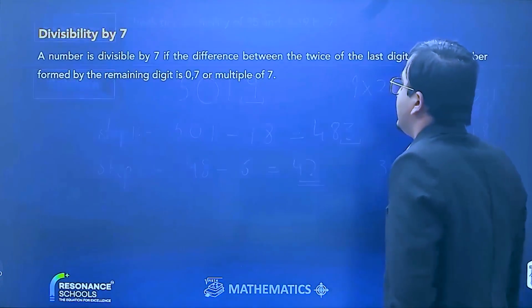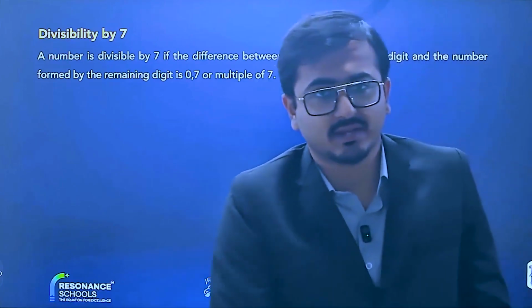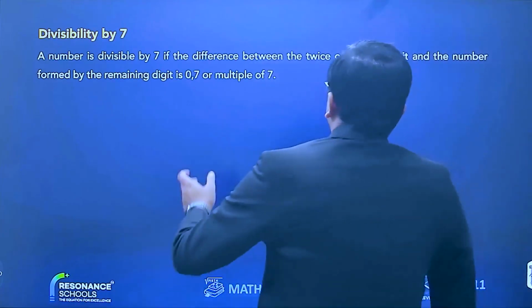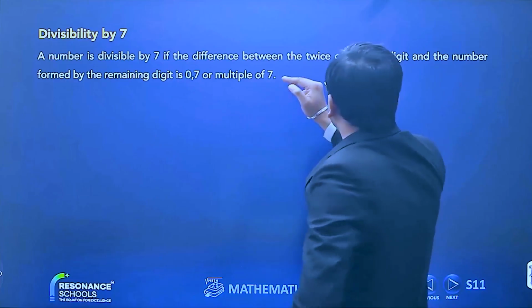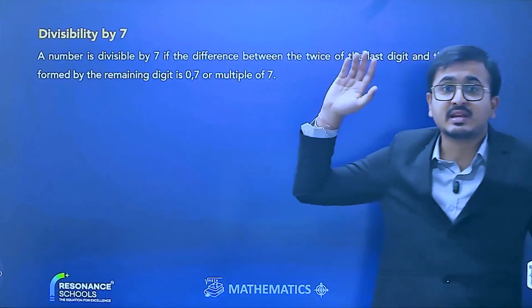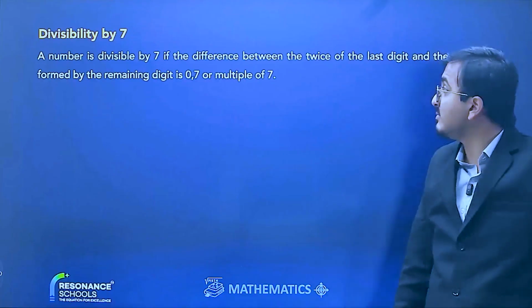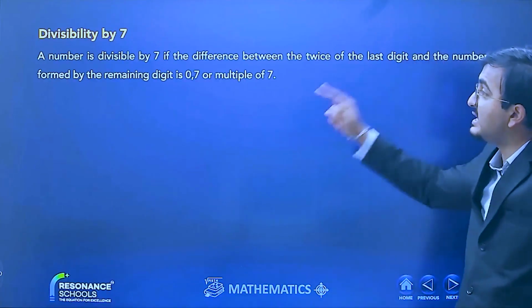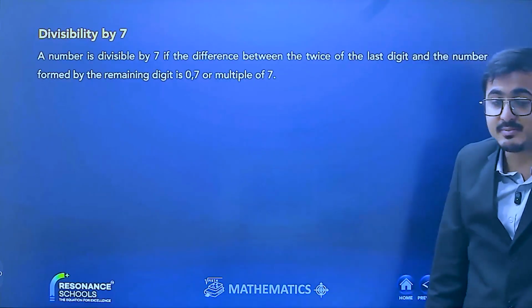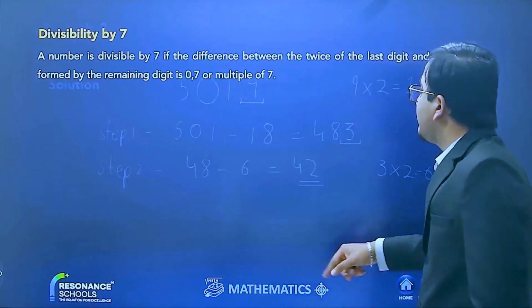Divisibility rule of 7. Everyone at most attention over here now. Okay, please, everyone focused. The divisibility rule of 7 is the difference between twice the last digit and the number formed by the remaining digits. It should be either 0, 7 or a multiple of 7. For that we have an example.